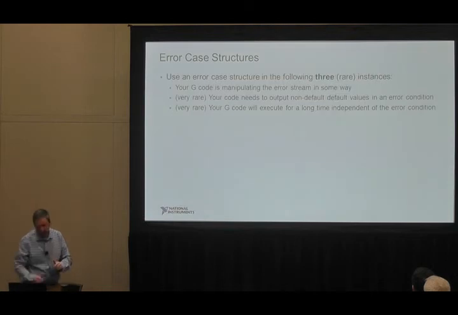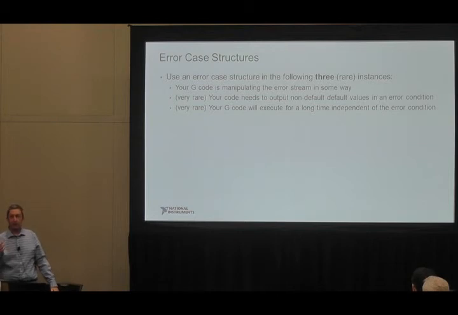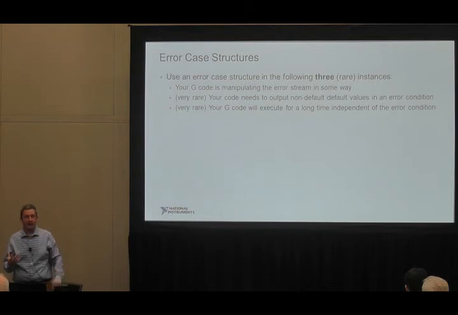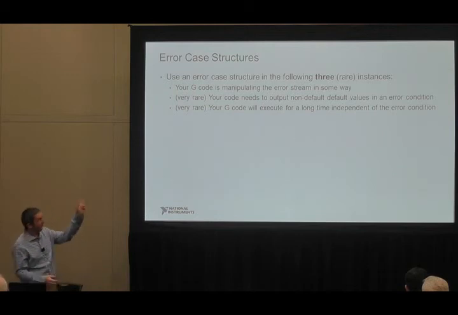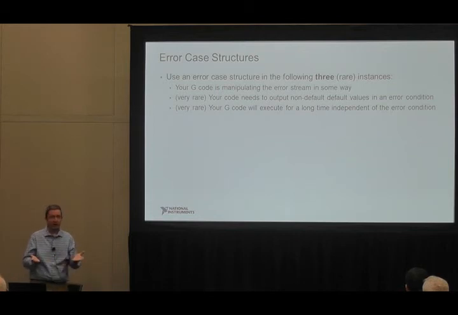All right, so there are 3 instances where you do want the error cases, and all 3 of them are rare. The first one is the least rare, which is you have G code that is somehow manipulating the error stream. In other words, you're doing something that's on one of those posters. In those cases, it makes sense to use an error case structure because you don't want to mess with an error stream when there's an error coming in. You only want to mess with the error stream if your G code has decided, oh, there's something I need to do about the error. The other 2 cases are really rare. I hardly ever see them. If your code needs to output non-defaults in an error case, for whatever reason, use an error case structure.